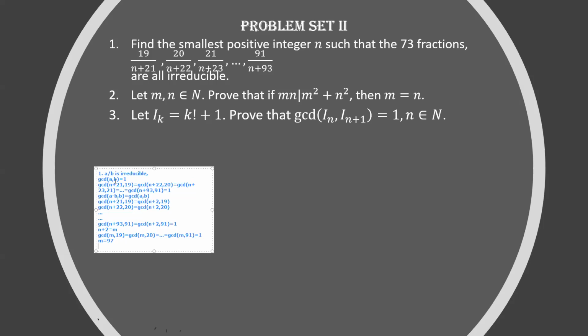What he did was, I think, he resubstituted m as n plus 2. We want to find n, not m, is equal to 97. So that directly means that n is equal to 95. So the answer for the first problem is 95. Okay, the first problem is done.